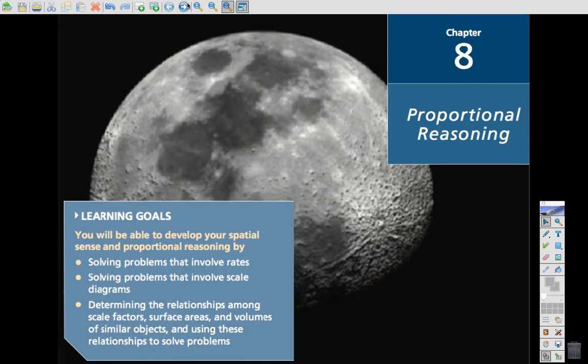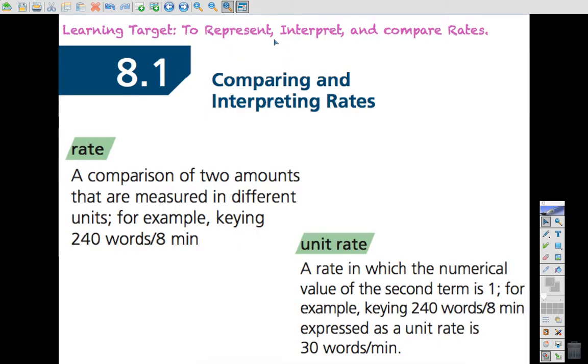So we're going to jump right in and try and keep this video short. In 8.1, really the learning target for us is to represent, interpret, and compare rates. So before we do that, we have to understand two key terms, what a rate is and what a unit rate is. So a rate, which most of you are familiar with, is a comparison of two amounts that are measured in different units. So for example, you could say someone types or keys 240 words per 8 minutes.